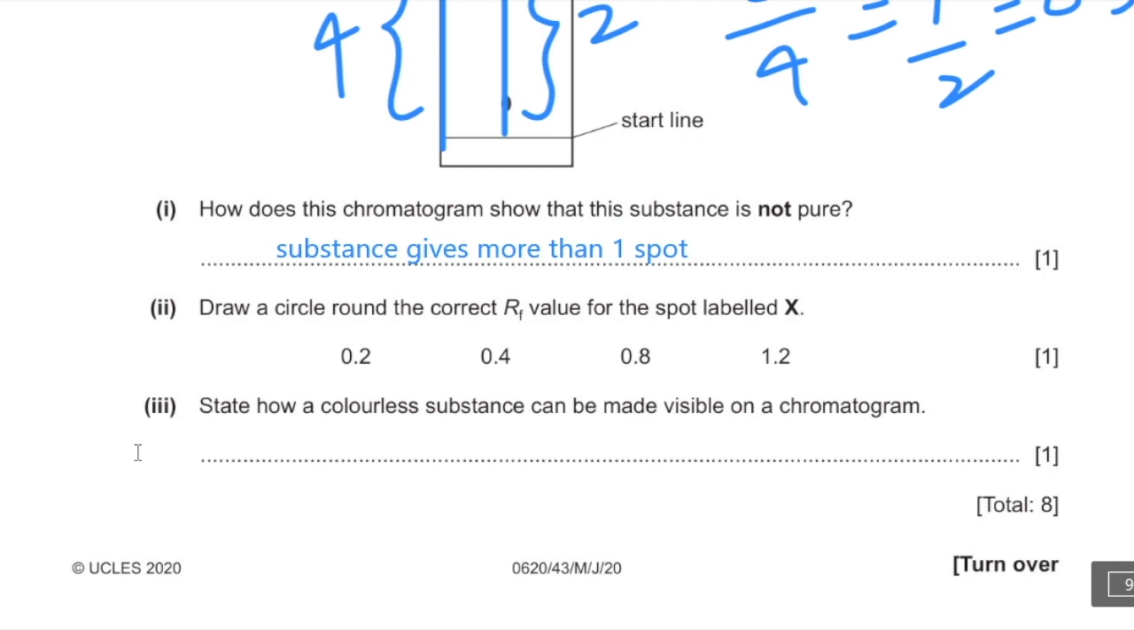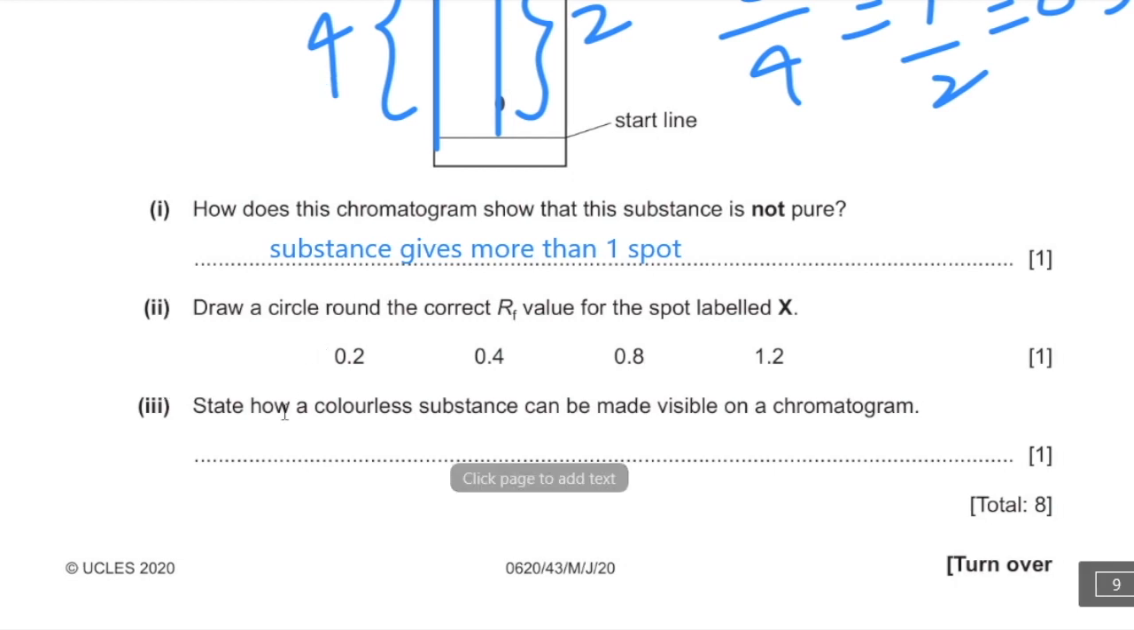3. State how a colorless substance can be made visible on a chromatogram. The chromatography paper should be treated with a locating agent.